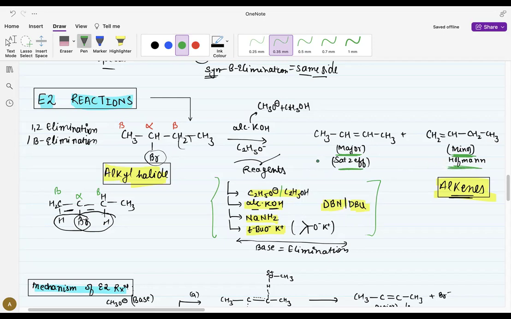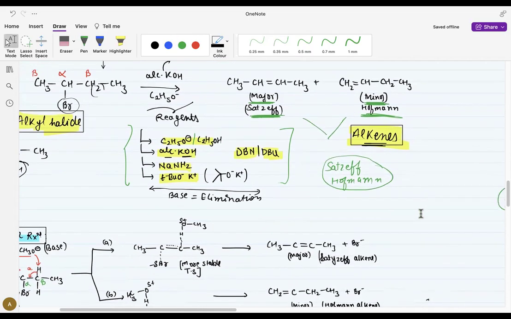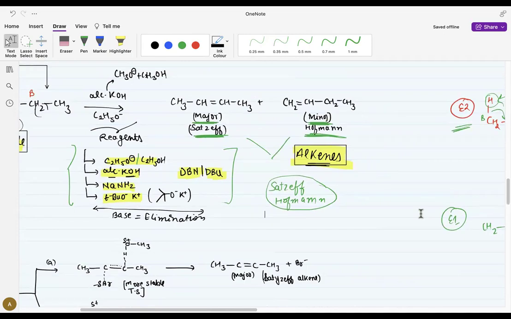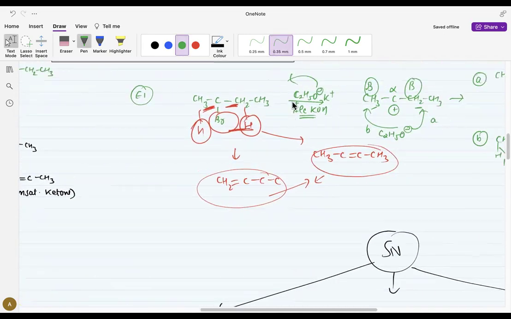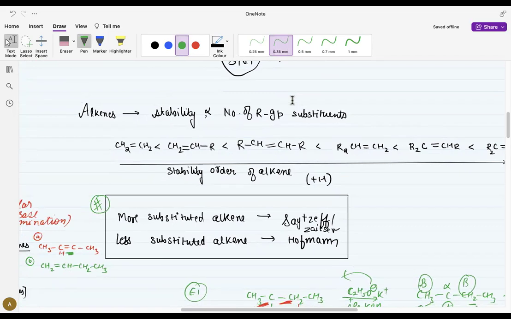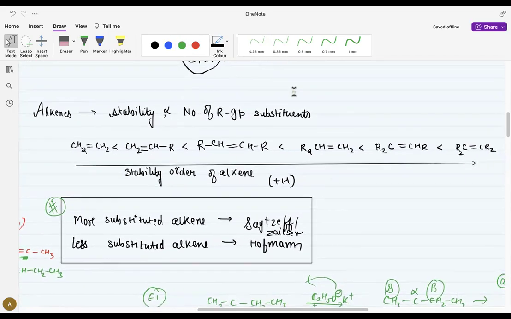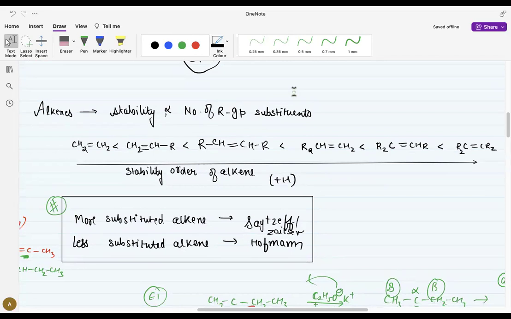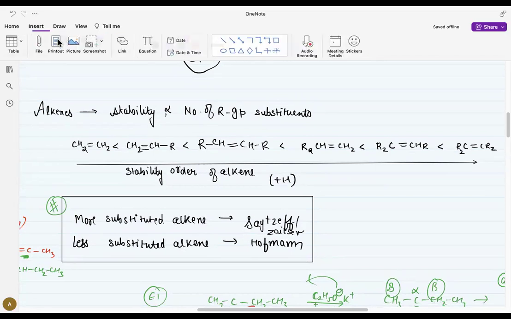So mechanism, the major one, see beta, major and minor we will get through one rule which is known as Saytzeff and Hofmann rule. What is this Saytzeff and Hofmann rule? देखें. तो लेट्स से we see stability of alkenes. Which alkene is known as Saytzeff and which alkene is known as Hofmann alkene.